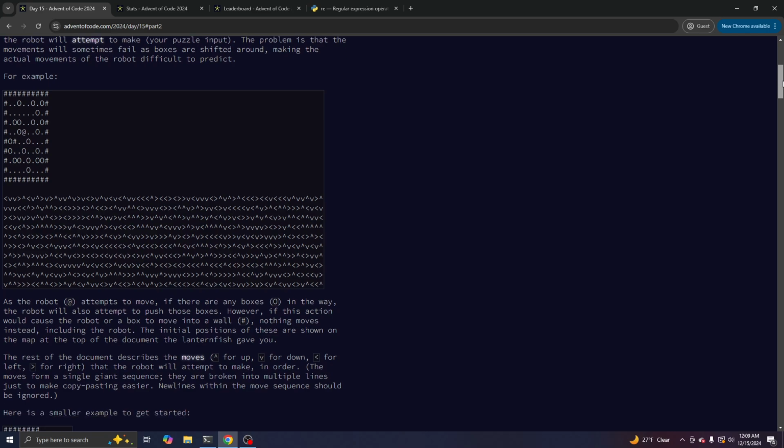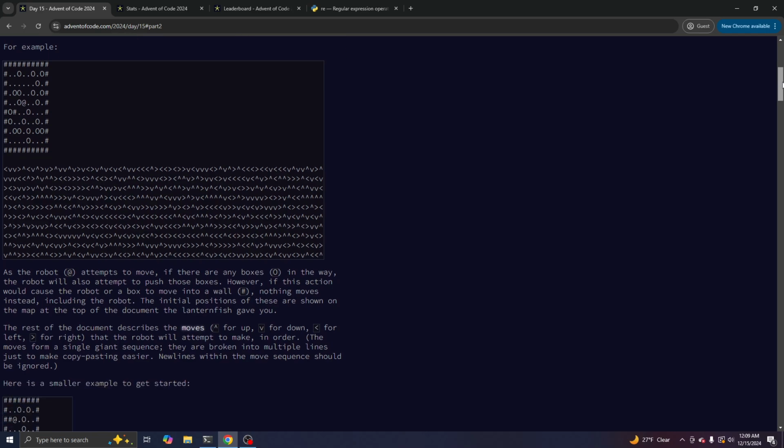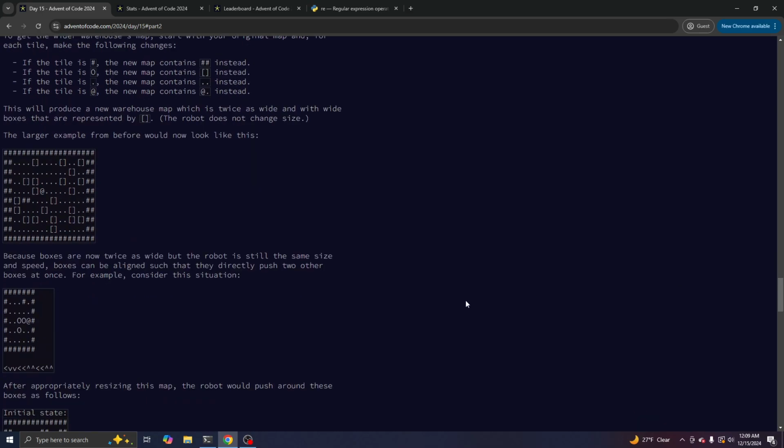Does the double push work? Would cause it to move into a wall. Nothing moves.